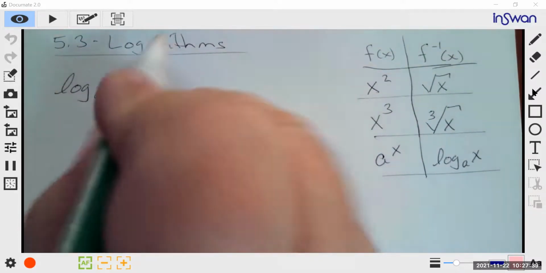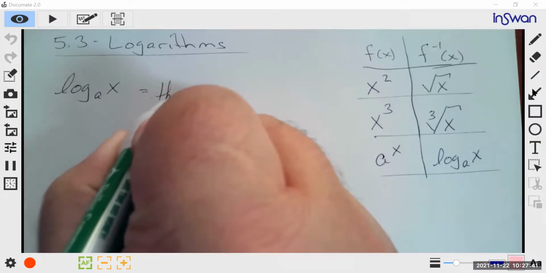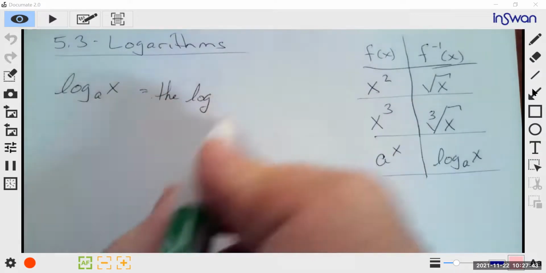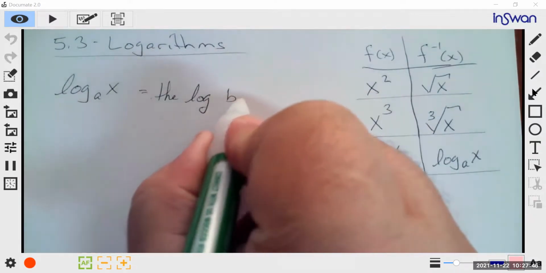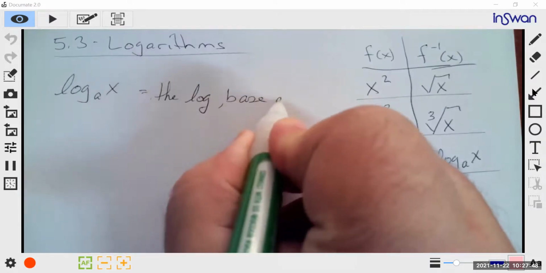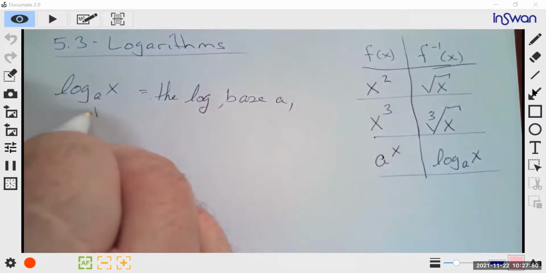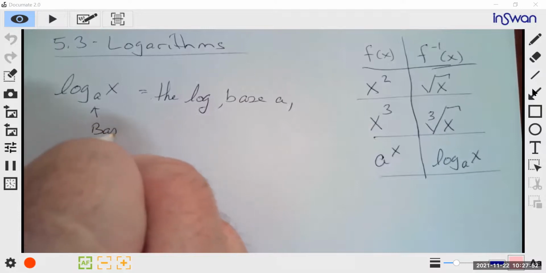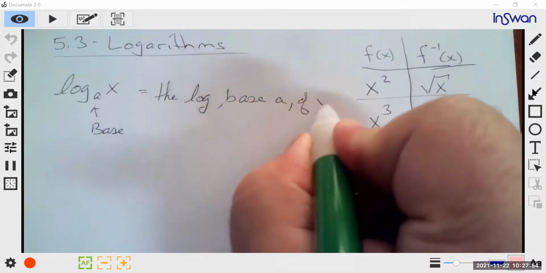This is red. The log base A, there's the base, of x.